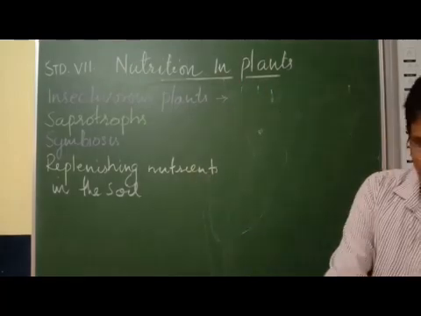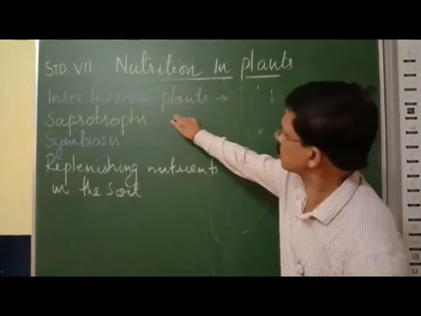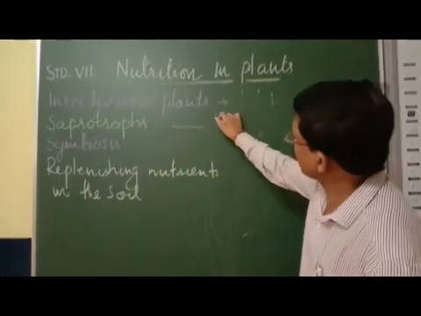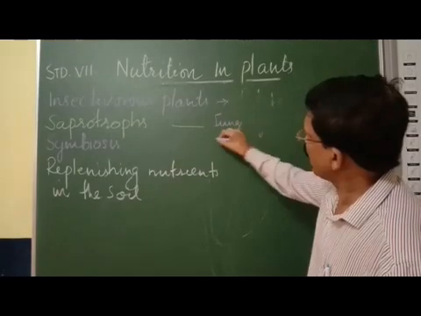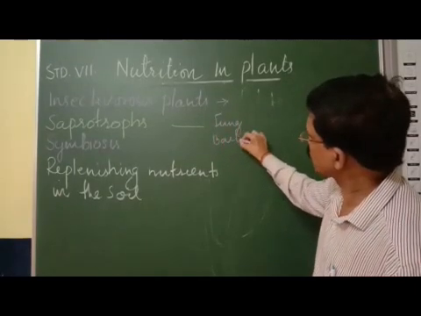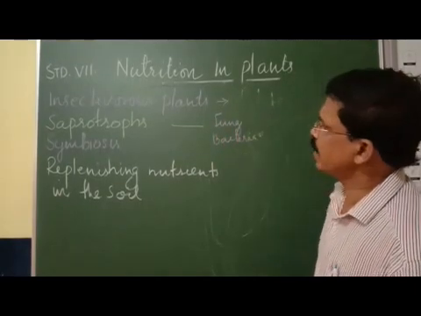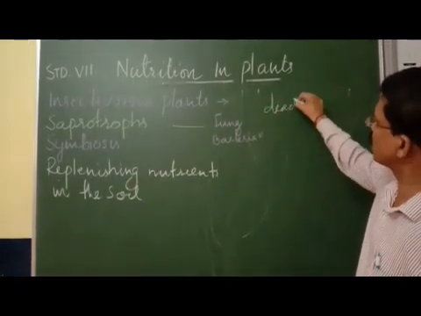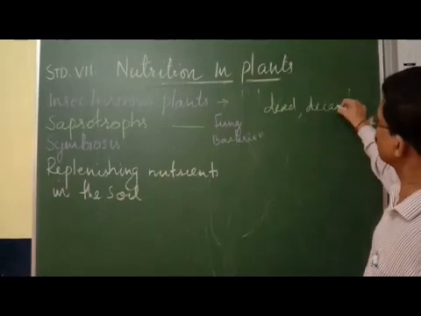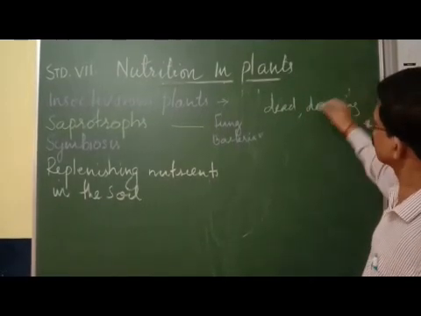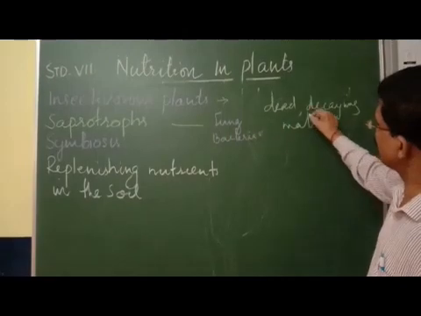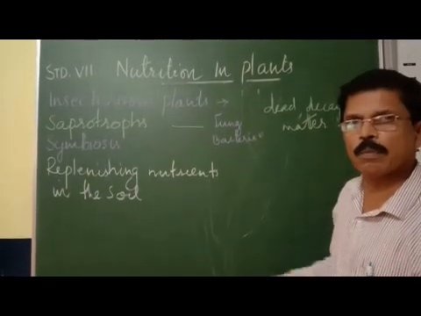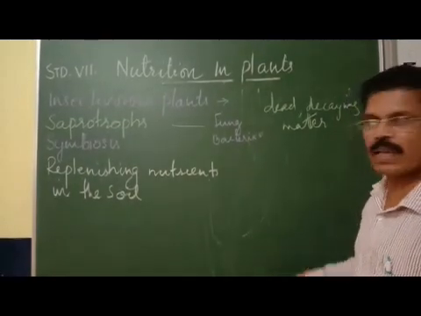We can see here saprotrophs. What are saprotrophs? The organisms such as fungi and bacteria are called saprotrophs. Why? Because they feed on dead and decaying matter of plants and animals. When plants and animals die, they decompose. They are called dead and decaying matter.